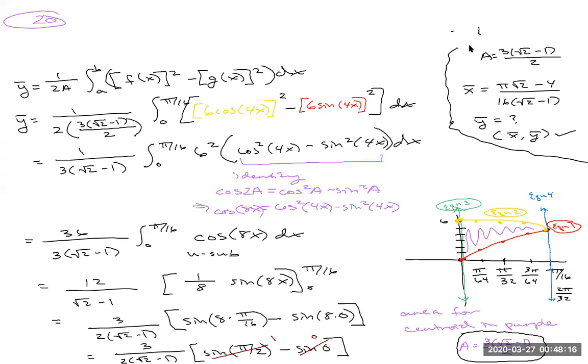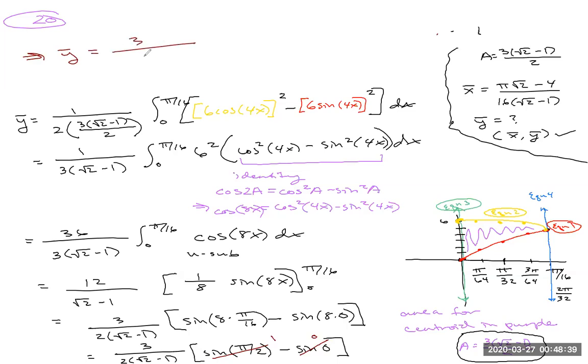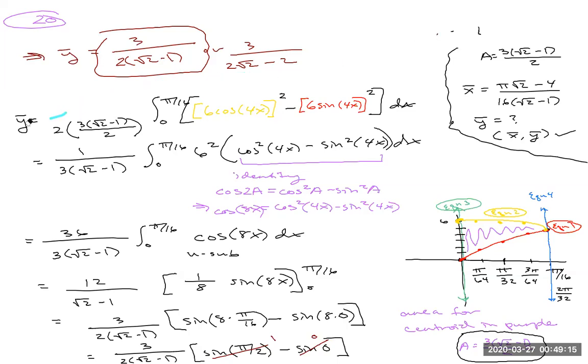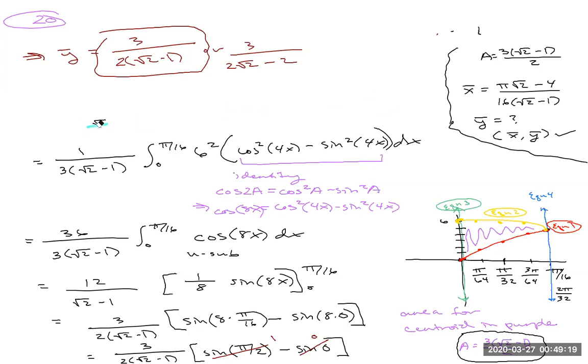Okay, save this. So then what we get for y bar equals 3 over 2 times root 2 minus 1, or 3 over 2 root 2 minus 2. Okay. It's fine, I just use the first one. So what we found from this then is our centroid location after all that work.